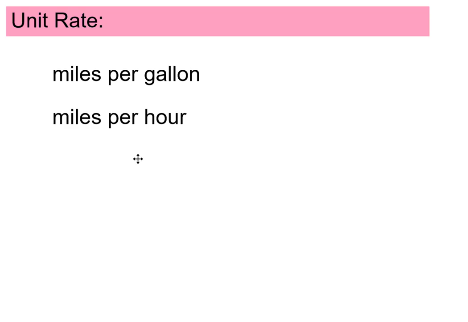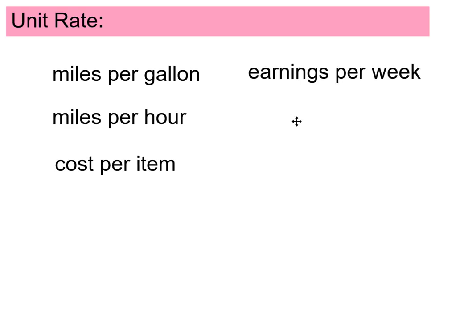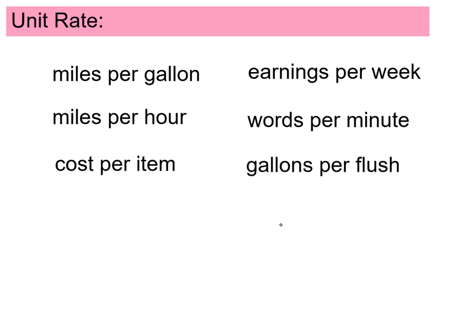So we'll talk about some of the different rates that we might normally see, like miles per gallon, miles per hour, cost per item, earnings per week, words per minute, and my favorite, gallons per flush. Now these are all rates. We see them in everyday life.